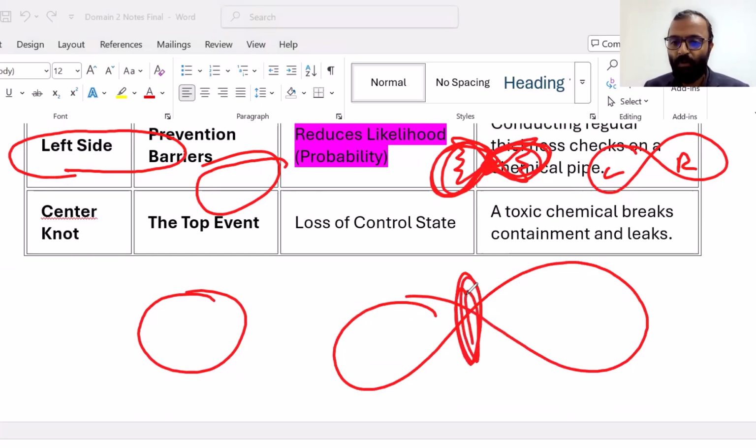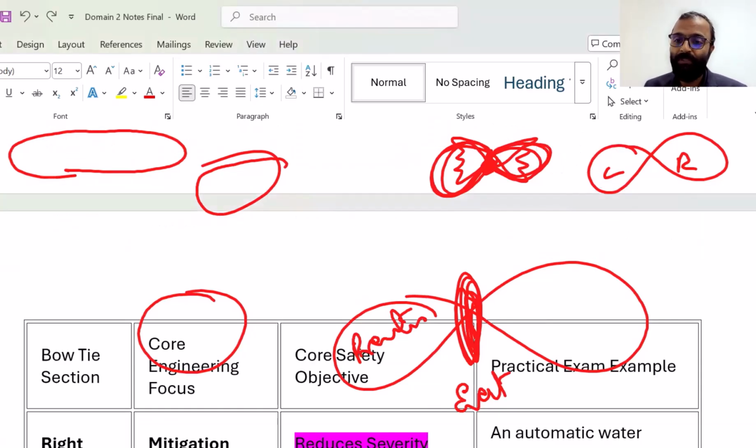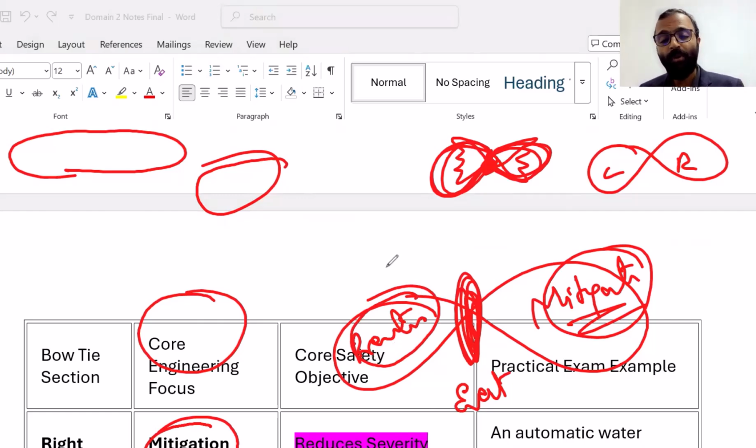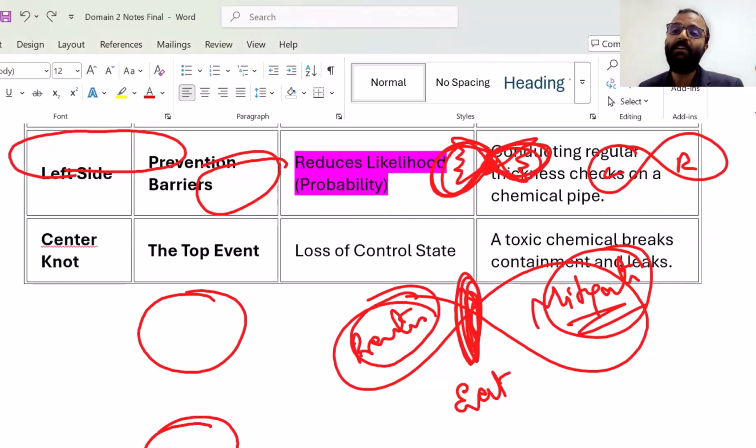In the bow tie, the center one is your event. That event is your center now. The left side is your prevention, how you can prevent. And the right side is your mitigation barrier. That means what all things you can do to mitigate. If some kind of accident has happened, for example a fire, mitigation means you are reducing that fire's impact. That is your mitigation barrier. Now, prevention means what all things you can do to prevent that fire.